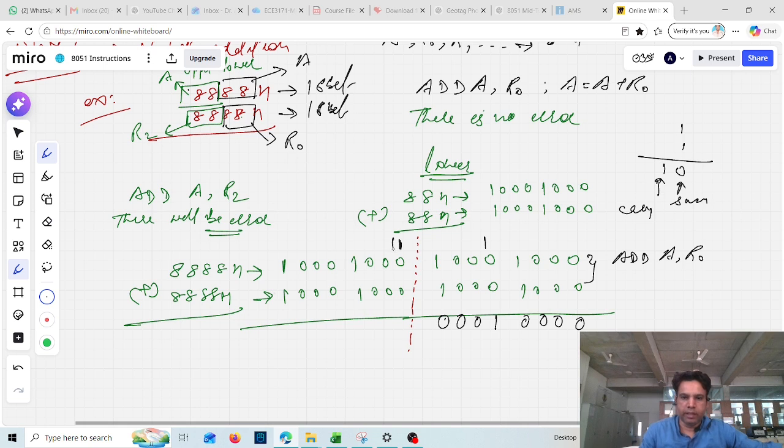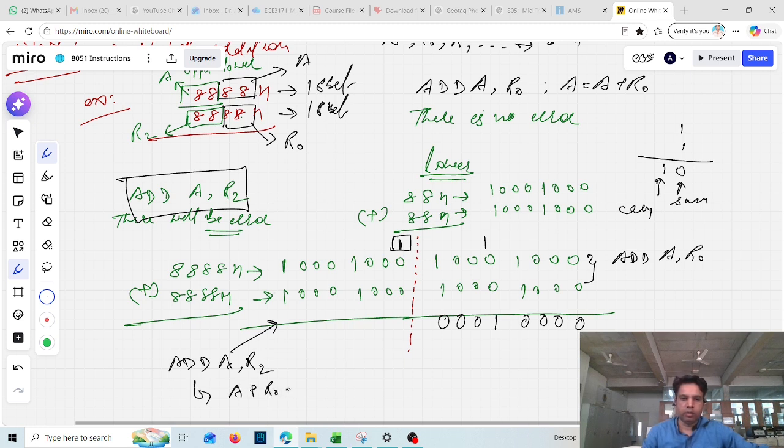Now this carry which is coming here is meant for the next bit addition. When you add these two numbers by simply writing ADD A comma R2, this carry will not be considered. Because we have simply written ADD, and you know the meaning of this ADD: it is A plus R2 value. Then where is this carry value? This value is ignored.